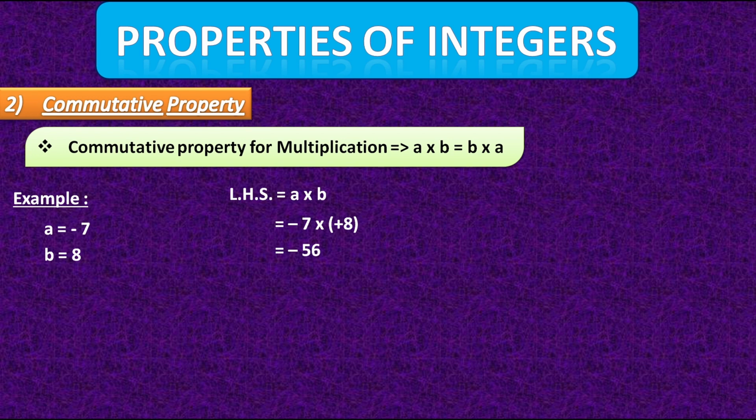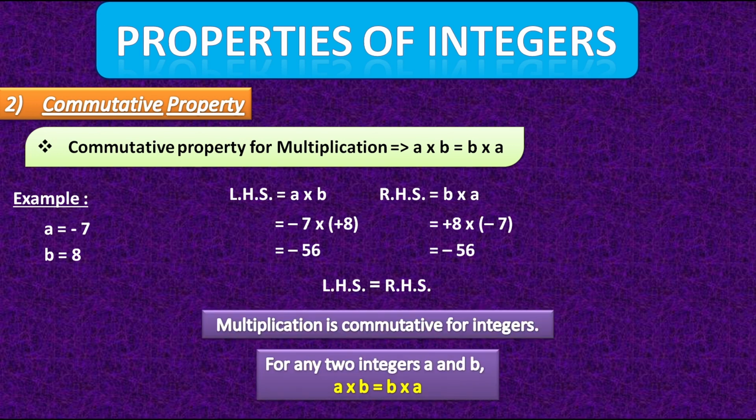Let's check for RHS. RHS is b into a. So plus 8 into minus 7. Same as before, 8 7s are 56 and both the integers have different signs, so the answer has a negative sign. So we got the answer as minus 56, and LHS is equal to RHS. Therefore, multiplication is commutative for integers. For any two integers a and b, a into b is equal to b into a. Therefore, the commutative property holds for multiplication.